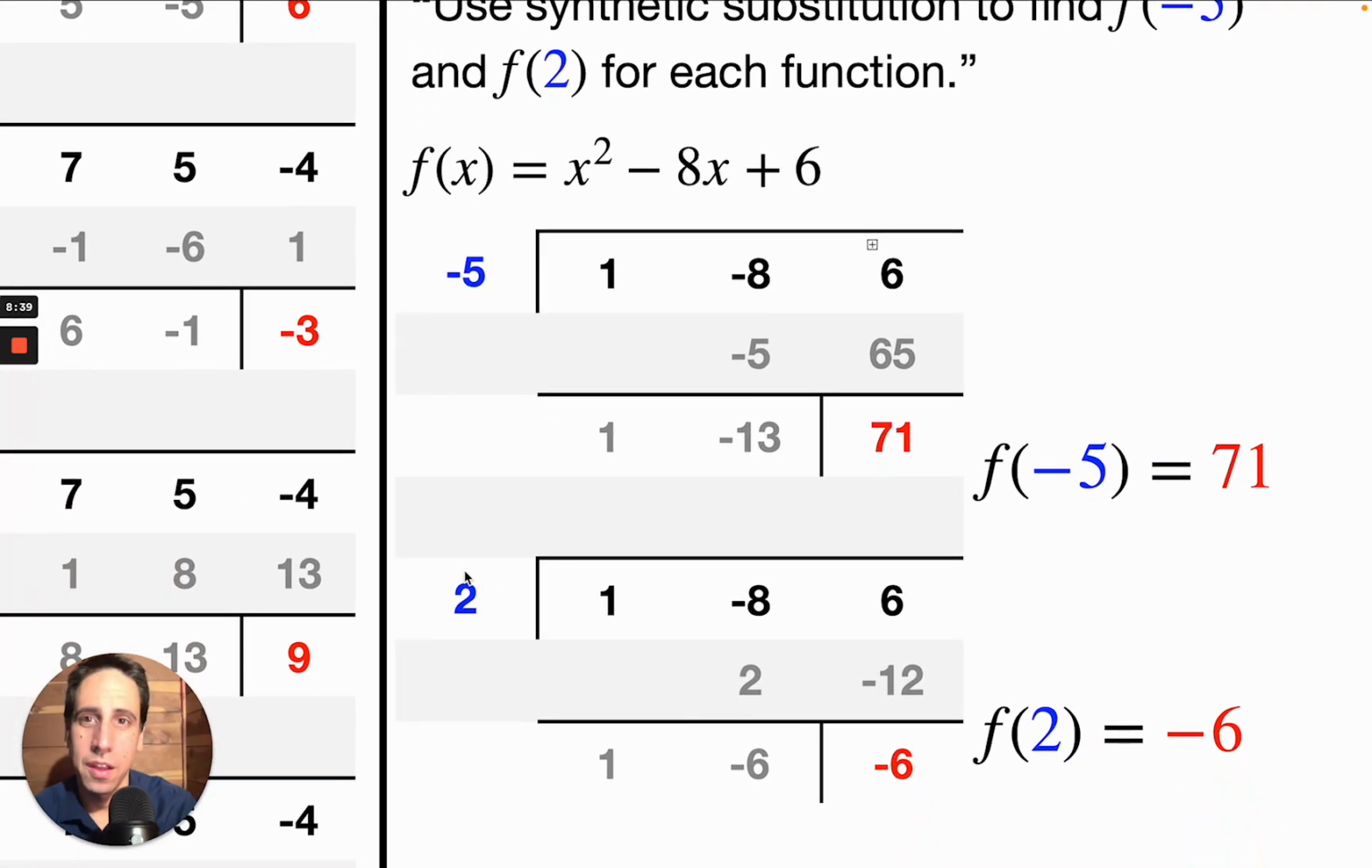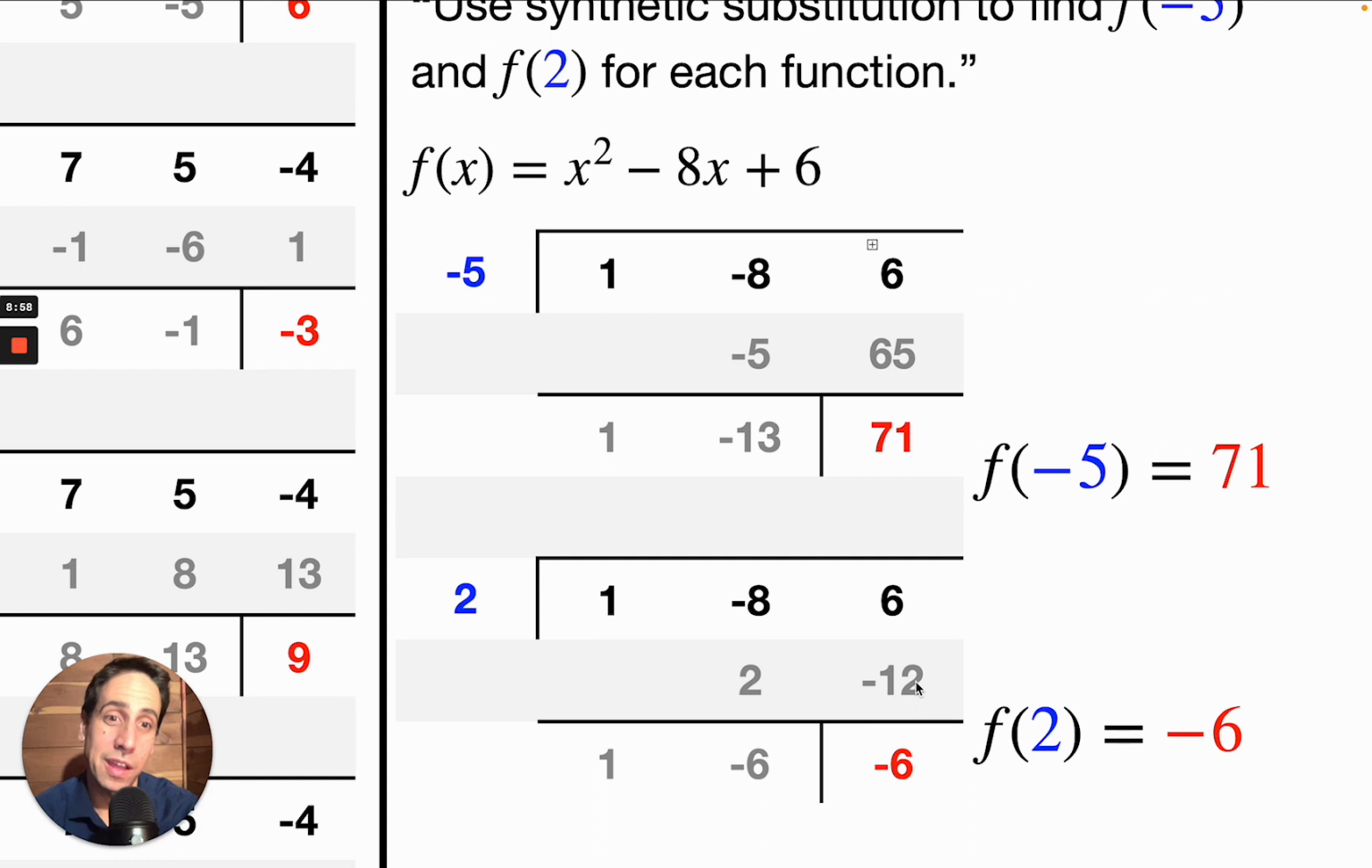Let's do it again. Because the instructions say make an input of 2. Well, if the input's 2, I might as well just make the divisor 2. The blue input and the blue divisor could be 2. And so then bring down the 1, and then multiply by 2, you get 2. Times negative 8, you get negative 6. And then times 2, you get negative 12.